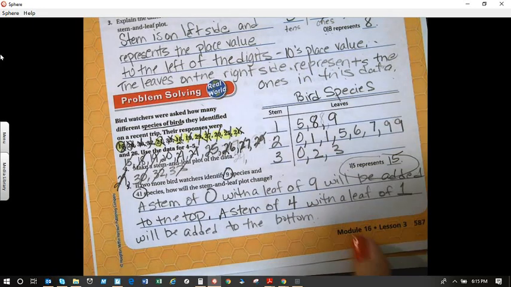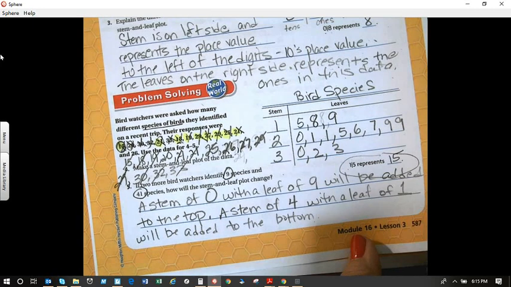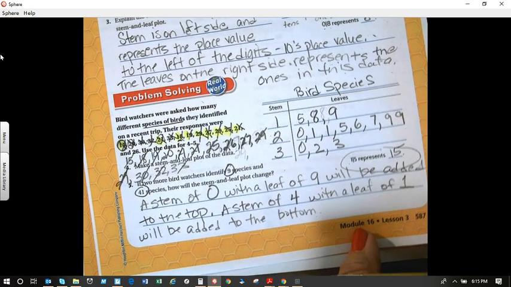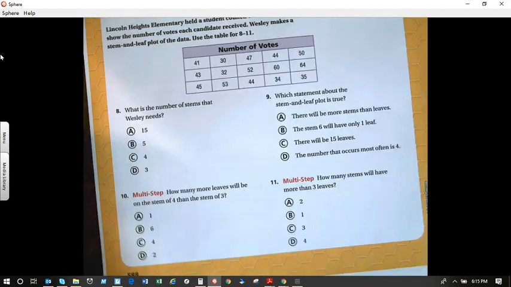So that we can go on. All right, if you still need to stop me, write these down. If you have questions, make sure you message me so that I know where you're at. All right, the next one.